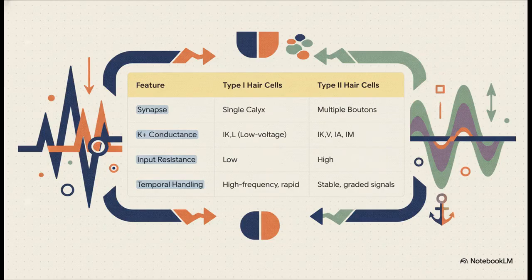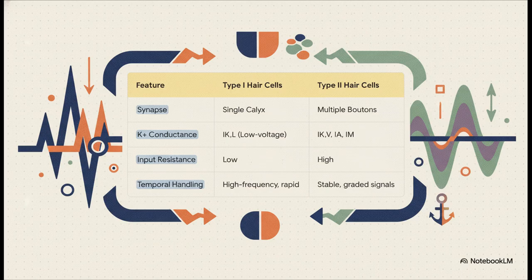Okay, let's zoom in on the transduction layer. The really crucial thing to get here is the difference between type 1 and type 2 hair cells. Just look at the table. Type 1 cells, they are all about speed. They're handling those super fast, high-frequency head movements you need for a crystal clear VOR.